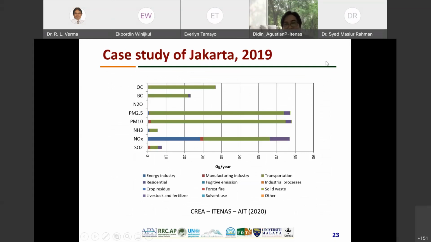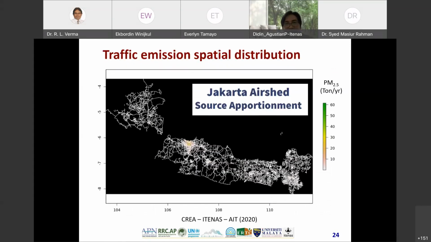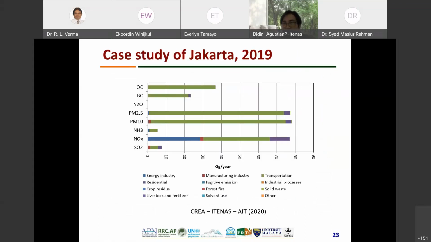And then also the ABC EIM was used to compile the emission inventory for Jakarta in 2019, because we have one program on Jakarta airshed source apportionment. So through this collaborative work, we would like to see the impacts of different sources on air quality in Jakarta. This is one of the collaborative efforts with the Center for Research of Energy and Clean Air, with ITENAS, as well as with AIT, under the leadership of Professor Kim.